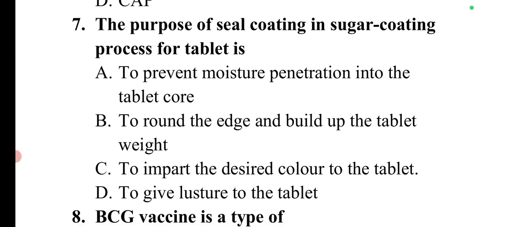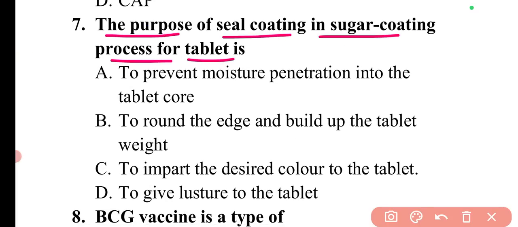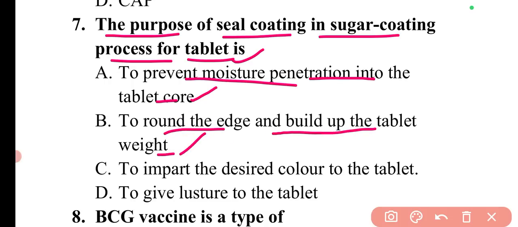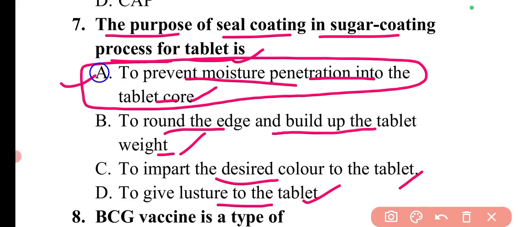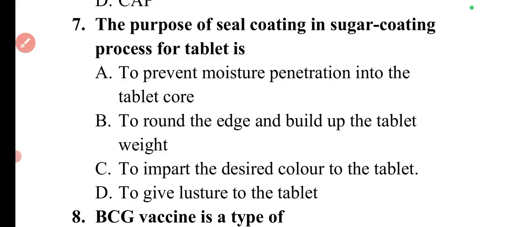Next question is, the purpose of seal coating in sugar coating process for tablet is. Options are to prevent moisture penetration into the tablet core, to round the edge and build up the tablet weight, to impart the desired color to the tablet, or to give luster to the tablet. The correct answer is option number A, to prevent moisture penetration into the tablet core.